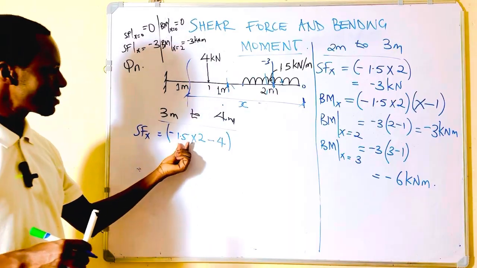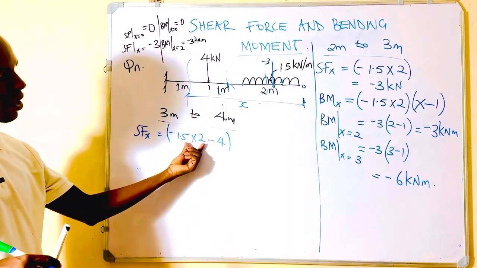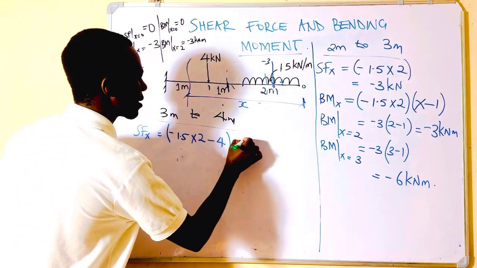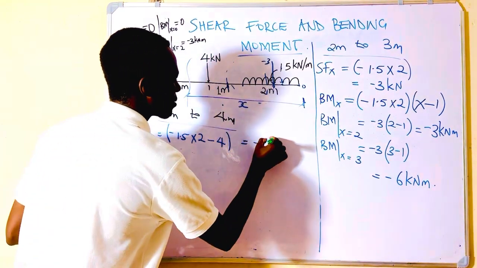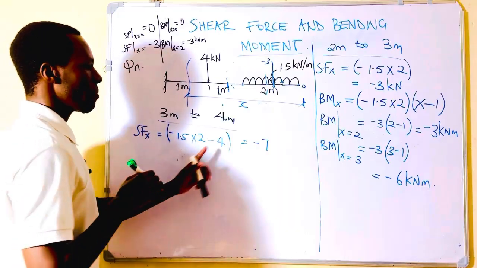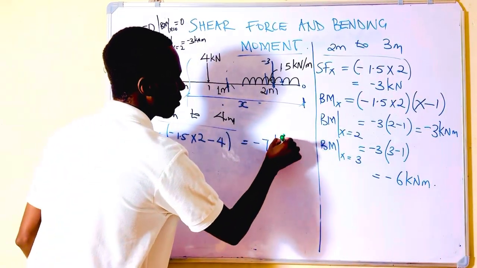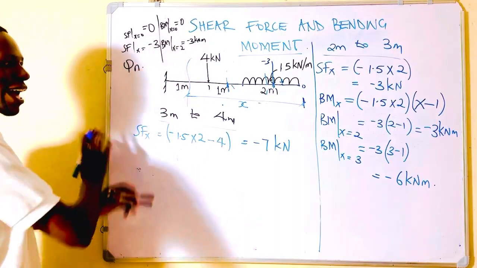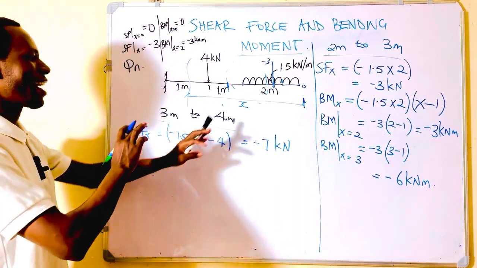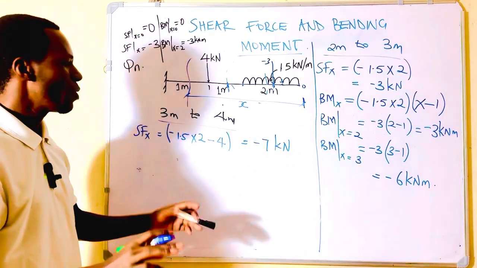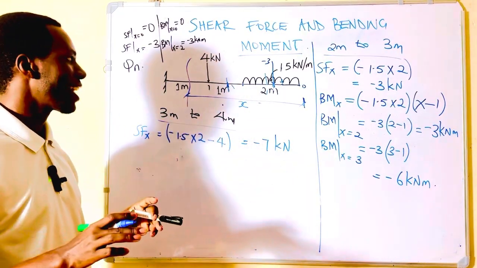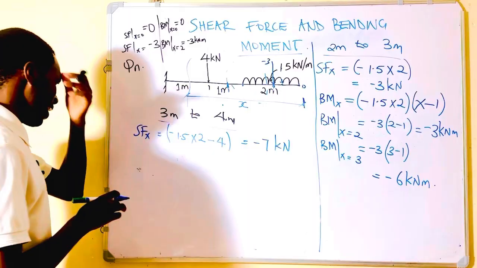So this will be our answer: minus 1.5 times 2, then minus 4. This answer is supposed to give you minus 7. This is minus 3, minus 4, so minus 7 kilonewton. Yes. And then we are done because there is no need to substitute, there is no other x. This will be the only shear force within this one span, and it will remain constant till that last end.